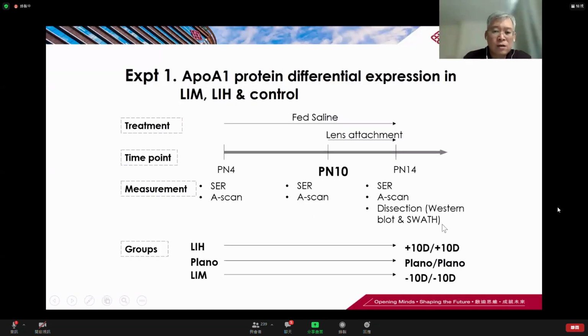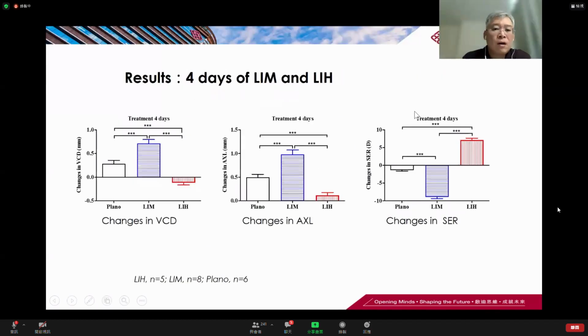We recorded the usual ocular parameters using A-scan and so on. And in terms of looking at the expression of ApoA1 protein, we used Western blot and also SWATH, which is a method of mass spectrometry. Expectedly, the LIM and LIH eyes grew differently in terms of the change of VCD and axial length. In the LIM, you have accelerated VCD growth and axial elongation, whereas in the LIH, you have a retardation of growth of the ocular dimensions and also a corresponding change in refraction. So you have myopia in the LIM and hyperopia in the LIH.